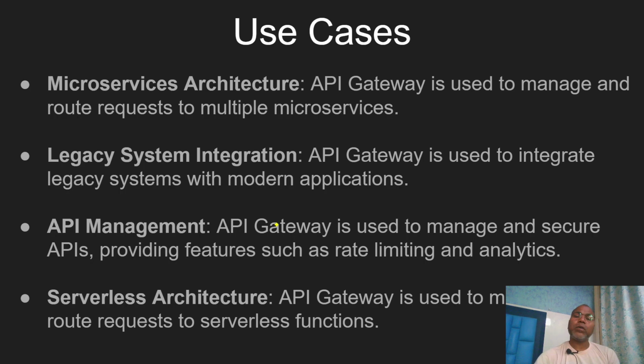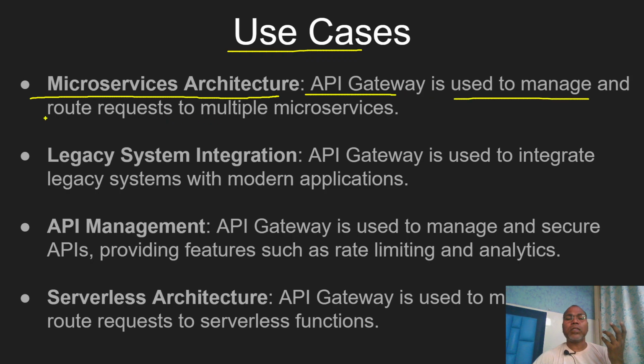So let's talk about some basic use case scenarios. Almost all the modern applications we are developing use microservice architectures, and every microservice generally exposes lots of APIs. The API gateway is used to manage and route the requests to the multiple microservices, and these API gateways also fit well for legacy system integration. Let's say we have an older system that wants to communicate with a new system; here the API gateway also plays an important role, making the legacy system communicate or integrate with the modern applications.